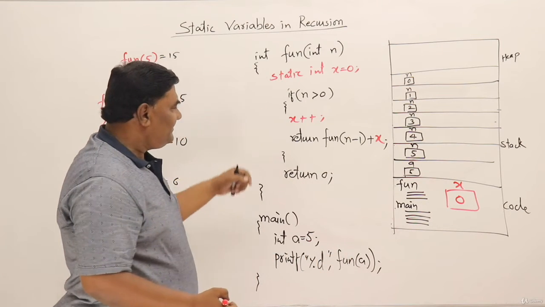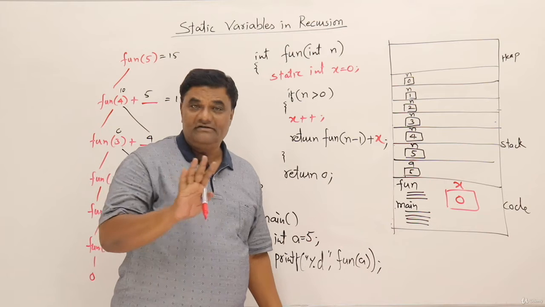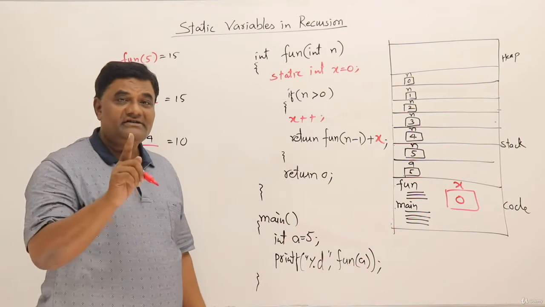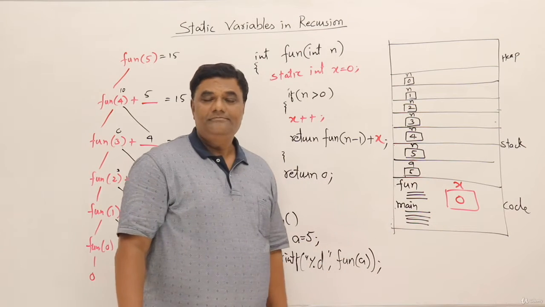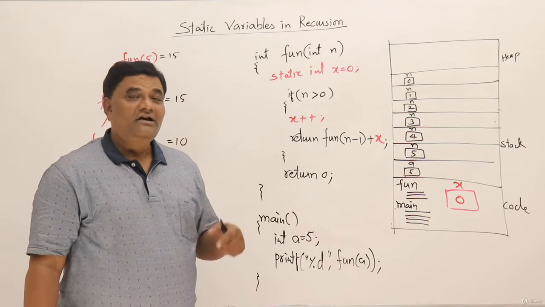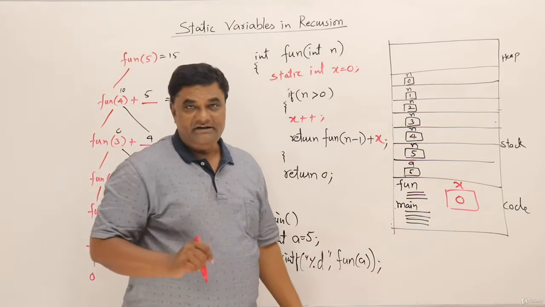Will this static variable be created every time the function is called? No, it will not be created every time the function is called. It is created only one time, that is at the loading time of a program. So this x will not have multiple copies just like n, it will have a single copy.